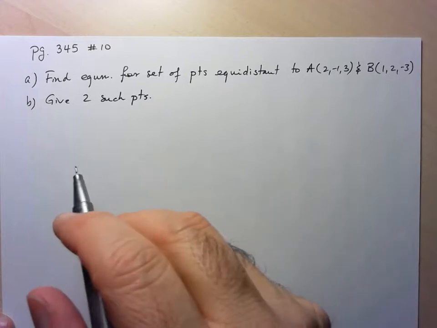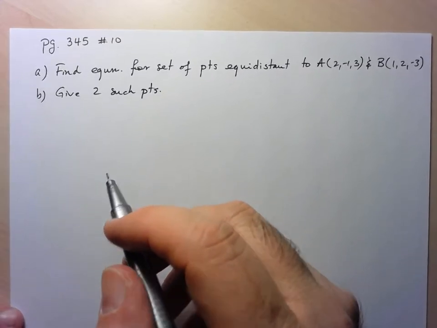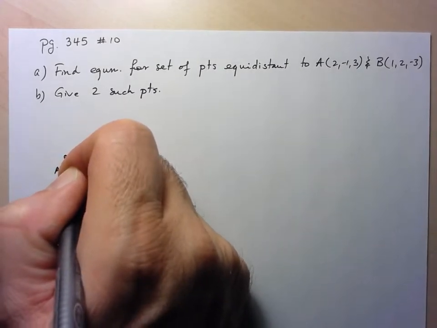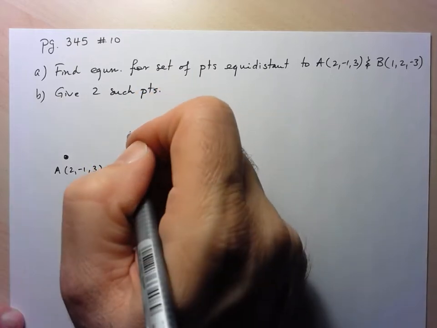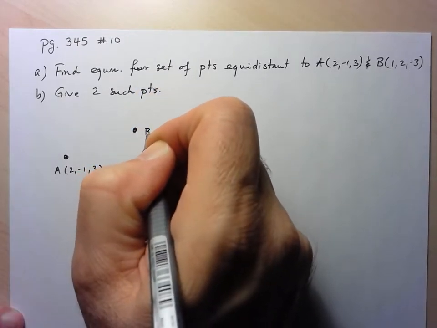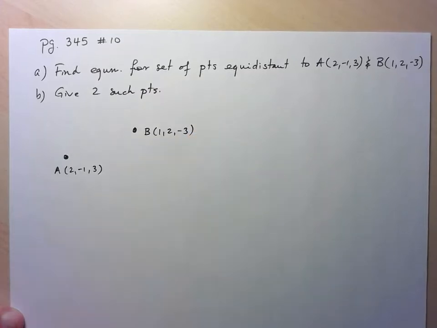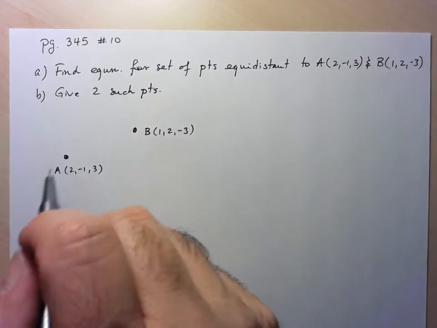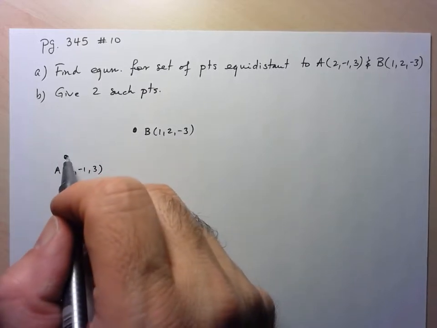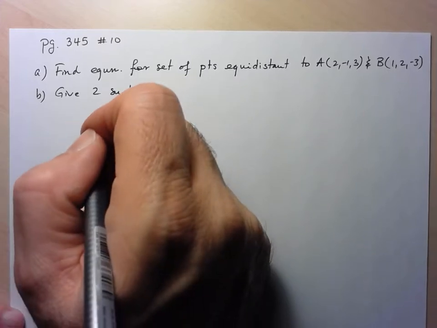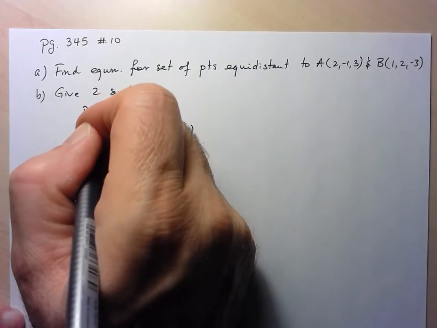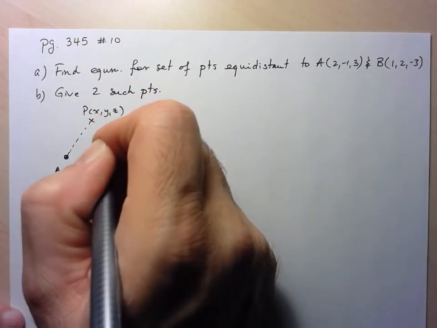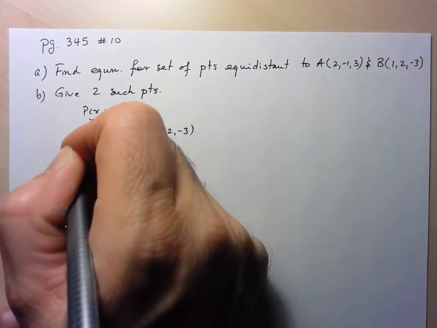I'm going to use a diagram just as a guide. I'm not going to make any effort to make it accurate. Here I've got this point A, which is (2, -1, 3), and another point B, which is (1, 2, -3). I want to represent an example of a point which is equidistant to those two. I'm not even going to use the nicest one, which would be joining them by a line and finding the midpoint. So let's say I've got some point, which I'll call (x, y, z), my unknown, where the distance to each of these points is the same.